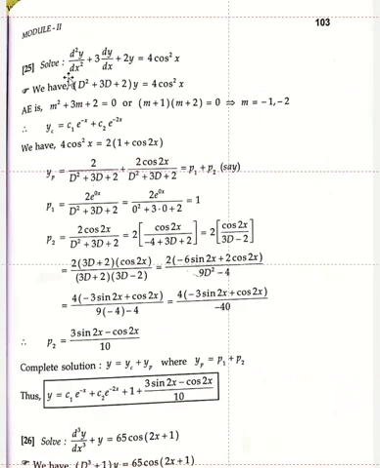Next problem. Solve d square y divided by dx square plus 3 into dy by dx plus 2 into y, that is equal to 4 into cos square x. We have here d square divided by dx square is capital D square into y. Here y is the common factor, take it outside. Here only d square divided by dx square is capital D square. 3 into what is d by dx, that is capital D, plus 2 into y, that is equal to 4 into cos square x.